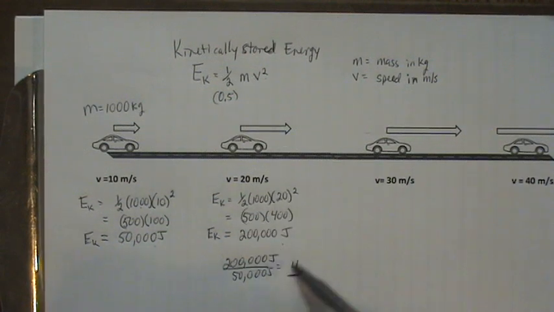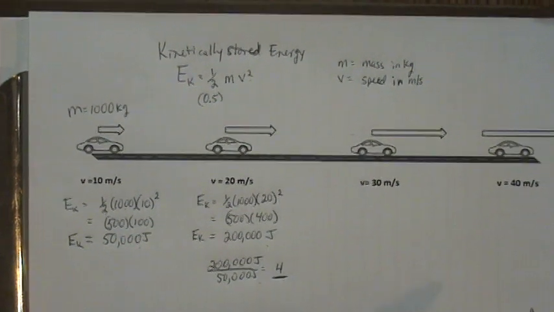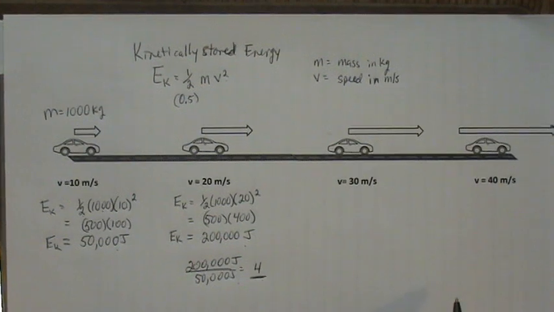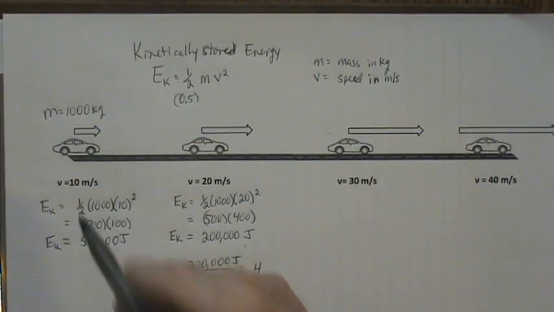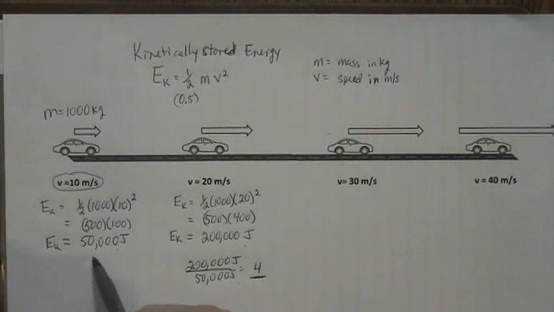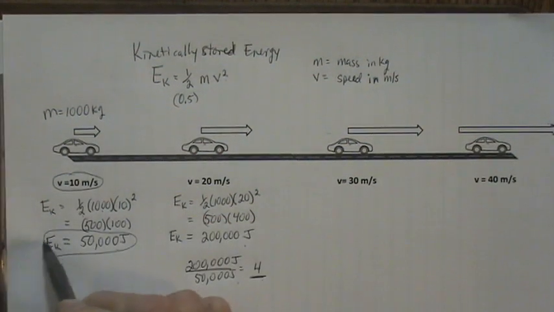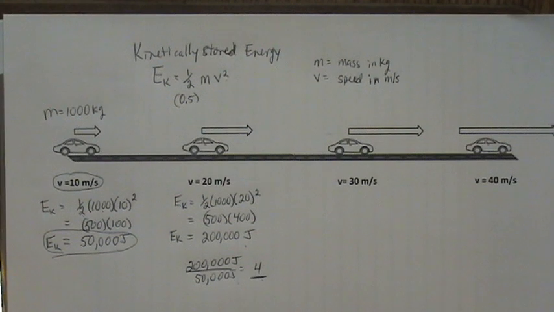And you possibly have already figured out why that happens, but let me do one more. Actually, let me do both of these other problems, and I'll do the same proportional thing. Keep going back to the initial. We're going to use this 10 meters per second and the 50,000 joules as our base to compare to, and then I think maybe you'll see the pattern.